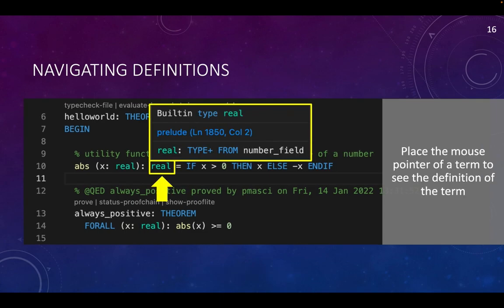To view the definition of a type, or in general of a term, move the mouse over the term and the tooltip will show a preview of the definition. For example, if you move the mouse over type real, the tooltip will show a preview of the type definition from the Prelude library. Besides the preview of the definition, the tooltip includes also a link that you can click to jump to the location of the definition.